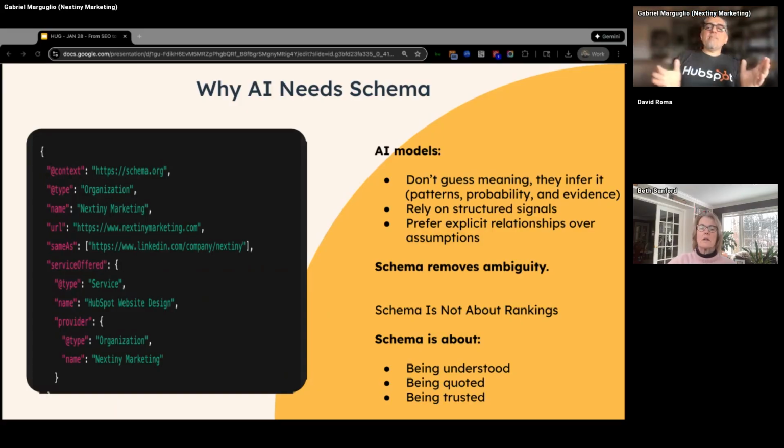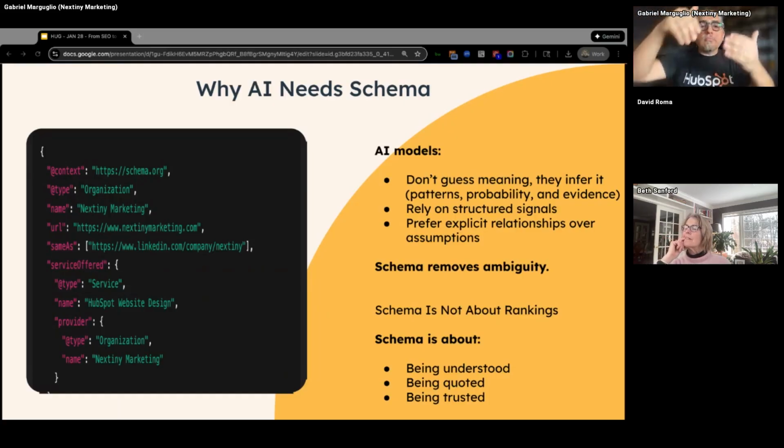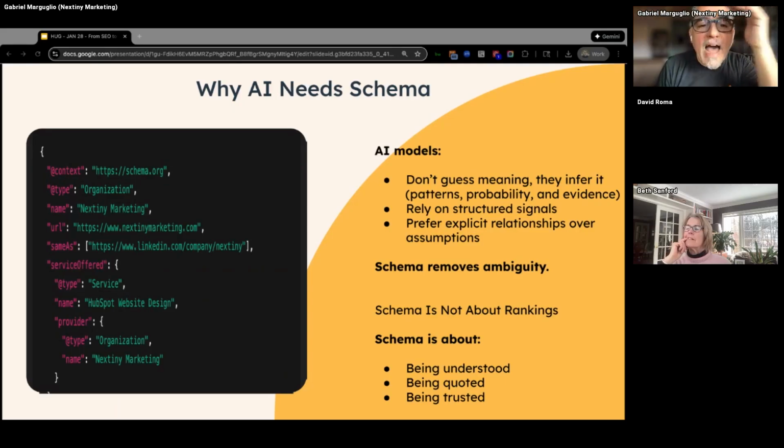So why is it important for AI? So AI models don't guess the meaning of things. They try to infer it by patterns, probability, evidence. They analyze all these things, and then they decide this is connected to this and this is connected to that. So they rely on structured stuff as much as possible. This was important for Google already, for SEO.